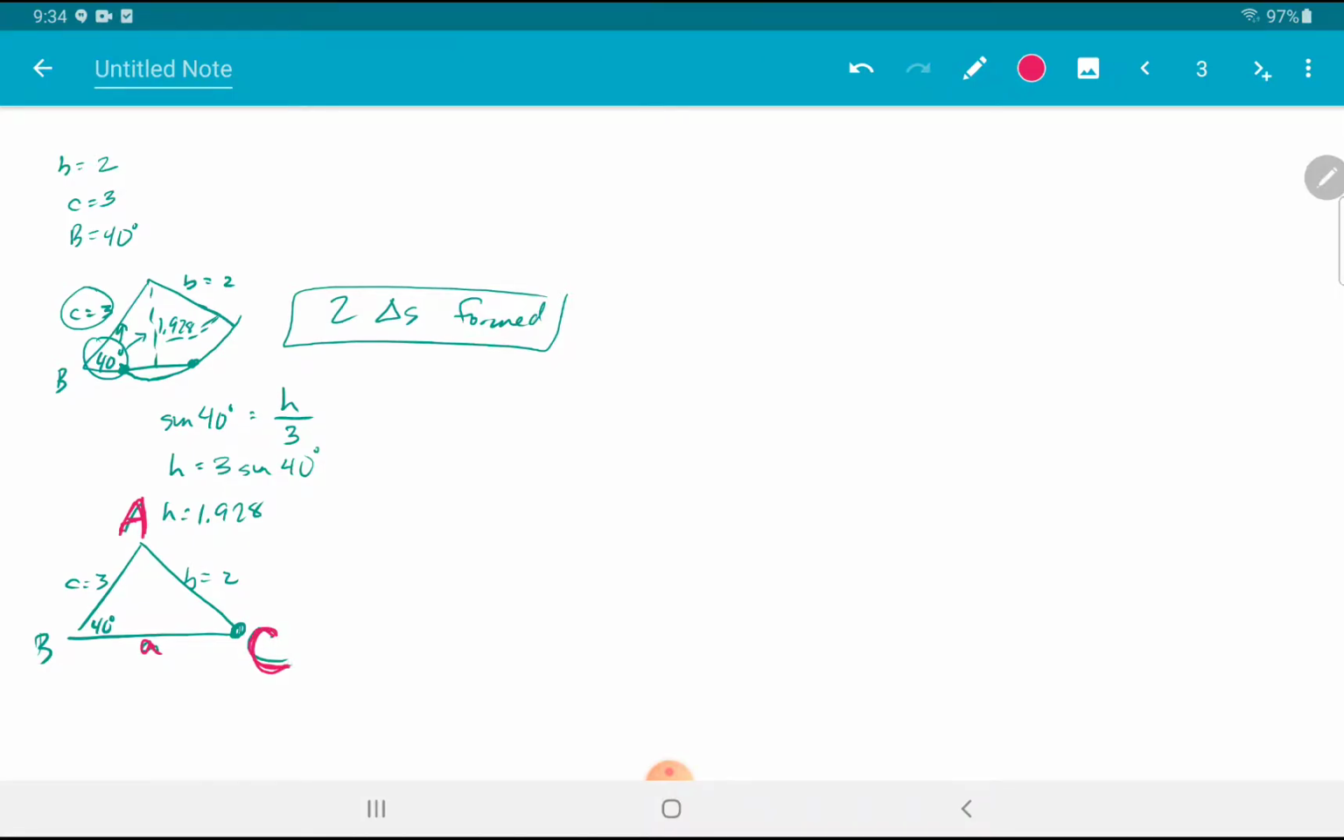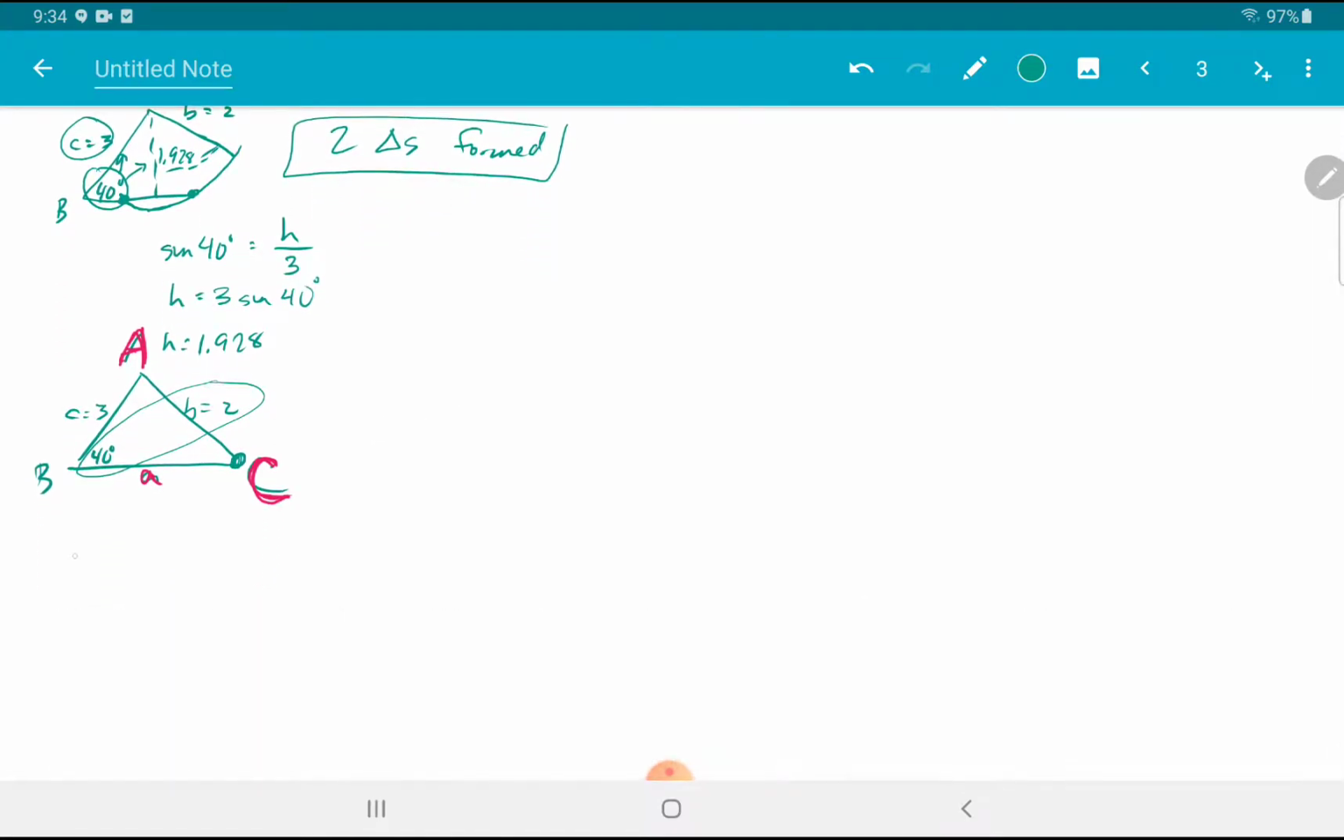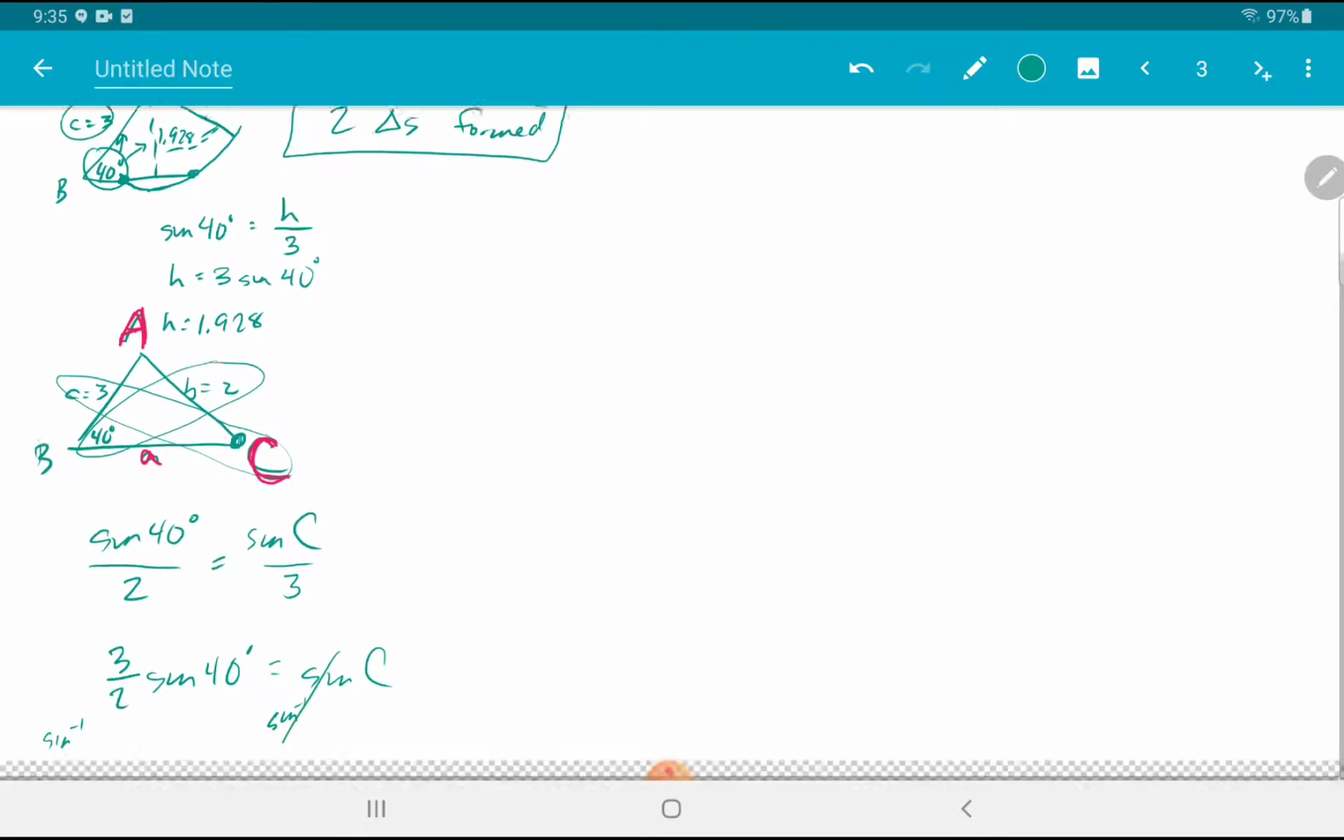All right, so let's go ahead and proceed. To find our angles and sides, you'll notice we do have 40 and 2 together, which leads me to want to use the law of sines. So sine of 40 degrees over 2 is equal to, let's find the C, because we have a 3 there. So we have 3 on the bottom and sine C there. So solving for angle C, we've got 3 over 2 sine 40 degrees equals sine C, and then we'll have to arcsine both sides to get that C. Let's go ahead and do that.